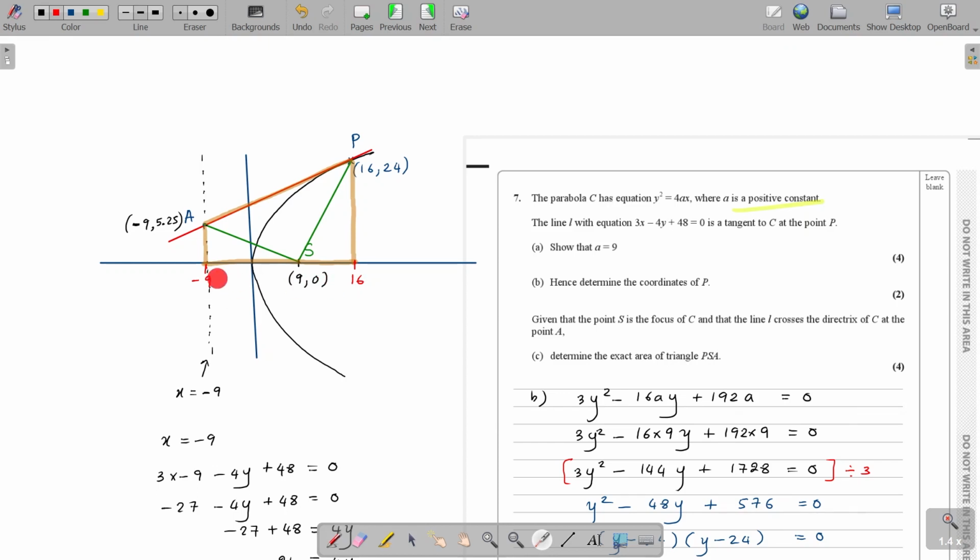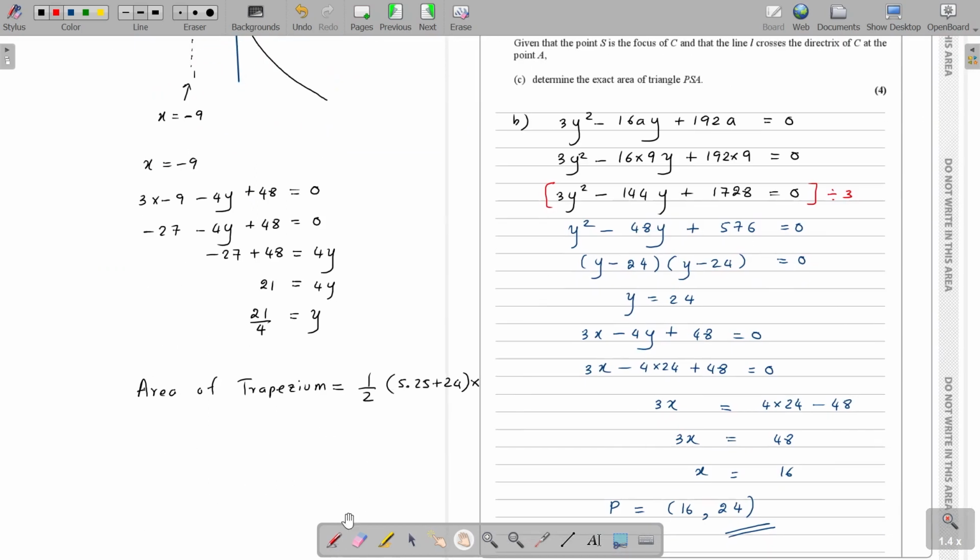So half into (a plus b) into height, where the height is 25. What is the area of the trapezium? Half into (5.25 plus 24) into 25. How much is it? Fraction answer? 2925 over 8. Is this correct?